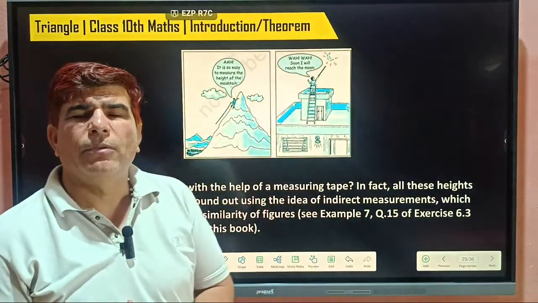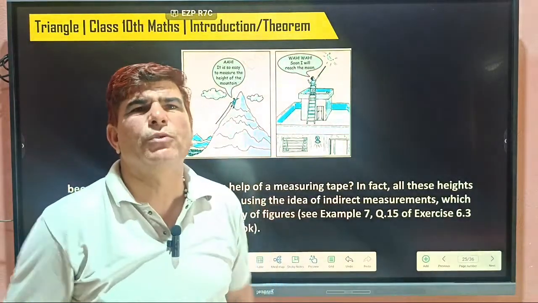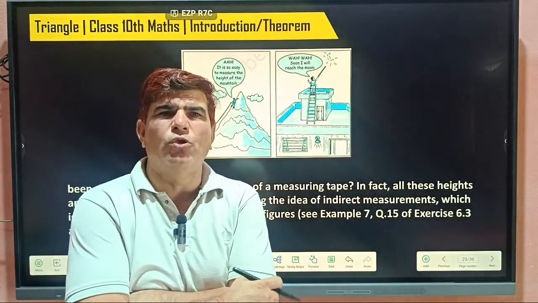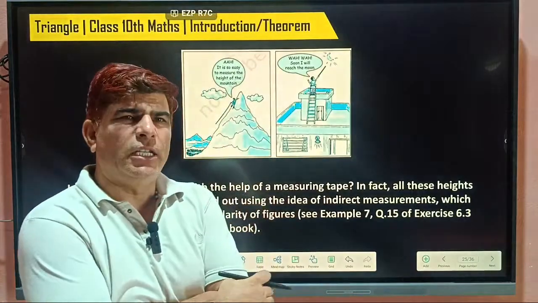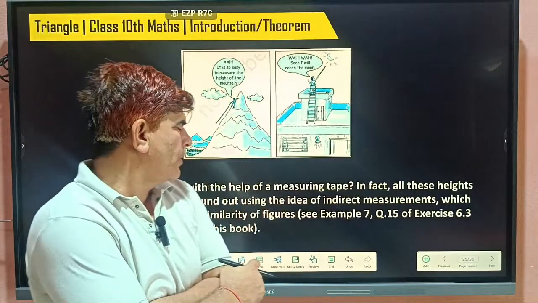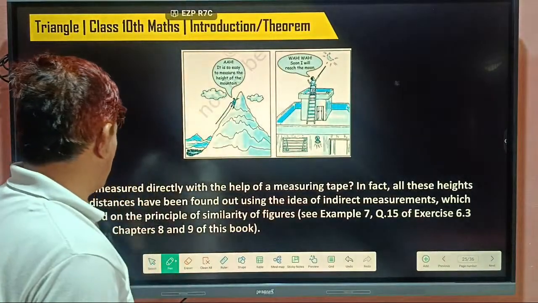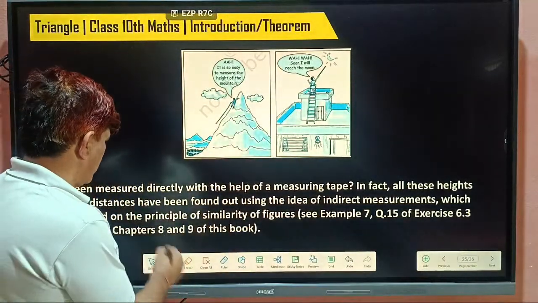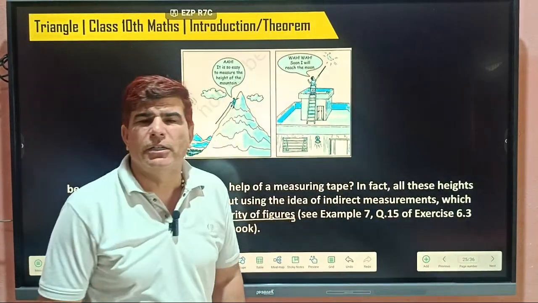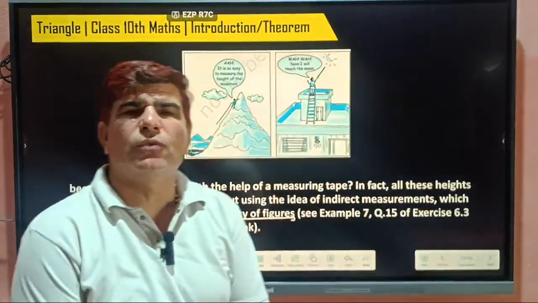So indirectly we have measured these with the help of some rules, and the similarity rule also plays an important role in finding the height of things like the Taj Mahal, Mount Everest, and even the moon, which is based on this principle of similarity of figures. These are the benefits. This all is based on what? Similarity. This all is based on the principle of similarity of figures.